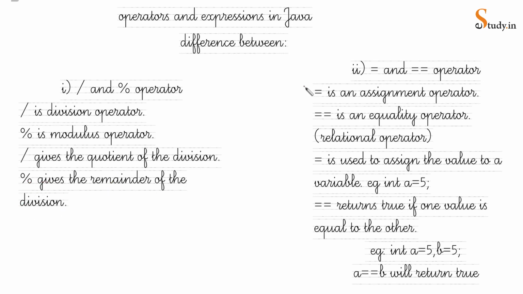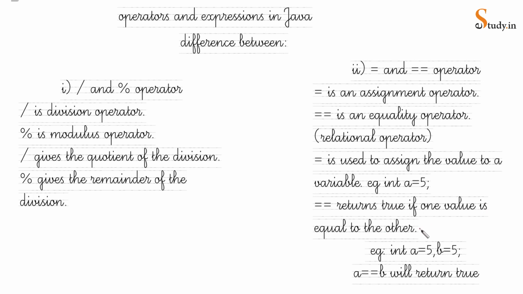The second difference is the difference between a single equal to and a double equal to. Single equal to is an assignment operator. It assigns the value to a variable, whereas double equal to is an equality operator, and it is a relational operator. Single equal to is used to assign a value to a variable, and we can show through an example: int a is equal to 5, whereas double equal to returns true if one value is equal to the other.